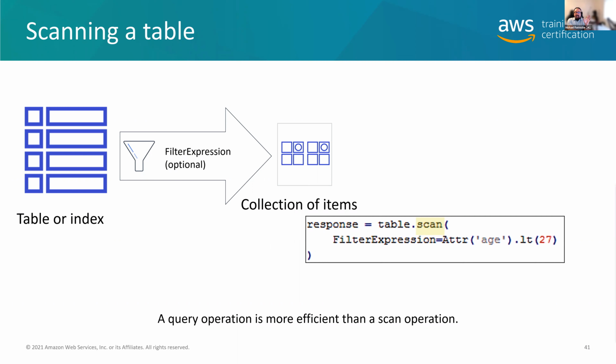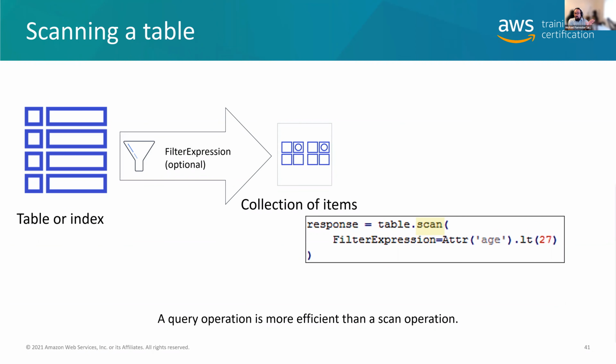Here, where you're scanning a table, scan is similar to query, except the scan is going to read all of the items from the table or index. This can also be filtered, by the way, by a filter expression. In this particular case, it is reading the entire table along the attribute age where the value is less than 27.